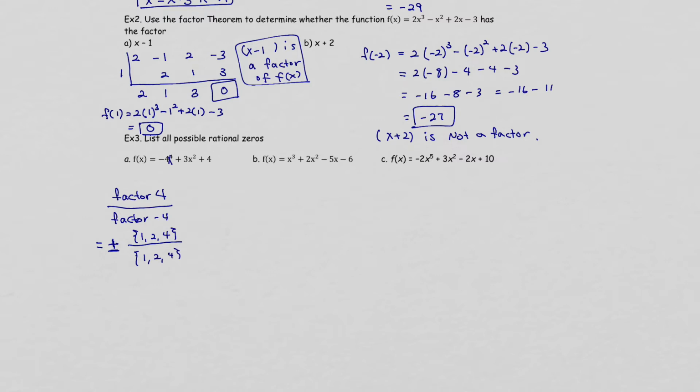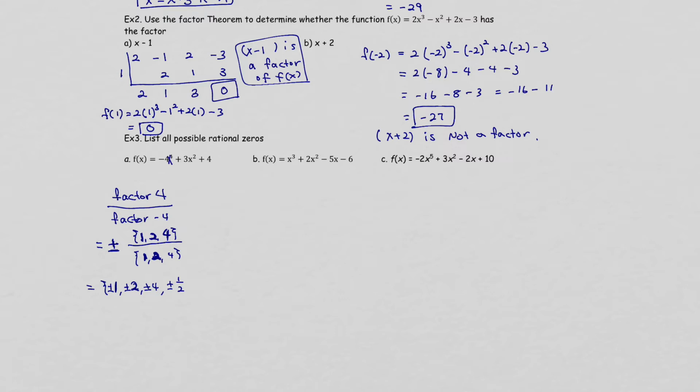And we need to mix and match. So when the denominator is 1, it will be 1, 2, 4, right? So plus minus 1, plus minus 2, plus minus 4. When the denominator is 2, it will be 1 over 2. 2 over 2 is going to be 1, so you don't need to repeat the same number. 4 over 2 is going to be 2. So only plus minus 1 over 2 remains.